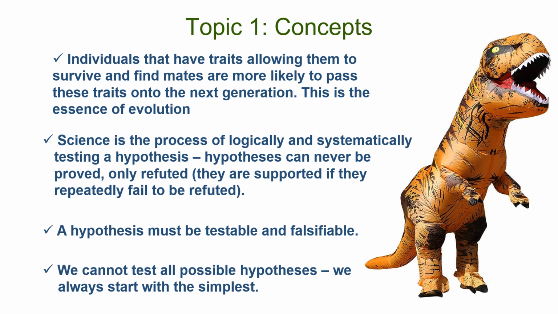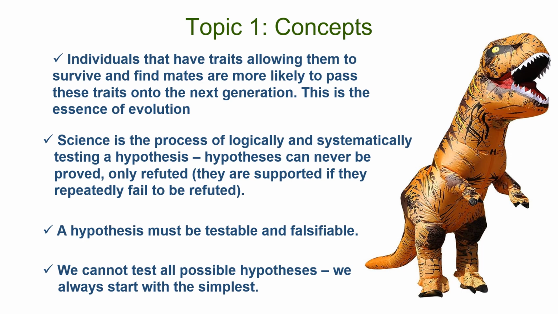Individuals that have traits that allow them to survive and find mates are more likely to pass those traits along to the next generation, and that's the essence of evolution. That's how evolution works. For science, it's the process of logically and systematically testing a hypothesis, and remember, we're always trying to prove it wrong. You have your hypothesis, you come up with an experiment that you think is going to prove it wrong.